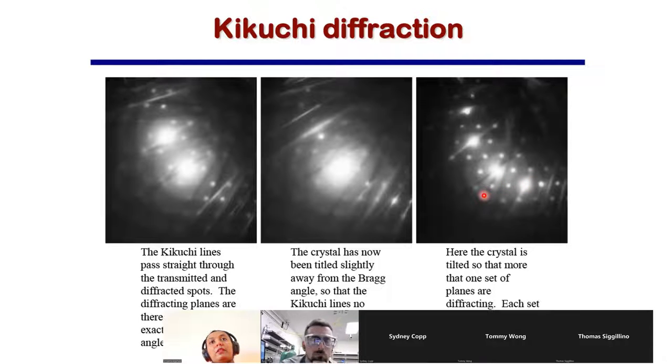So again, anyone shows you this kind of diffraction pattern, you're very close to the zone axis. The zone axis is just here on the right. And these lines are basically the roadmaps of your crystal.